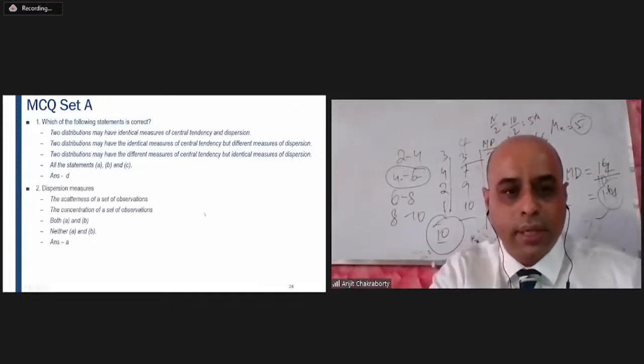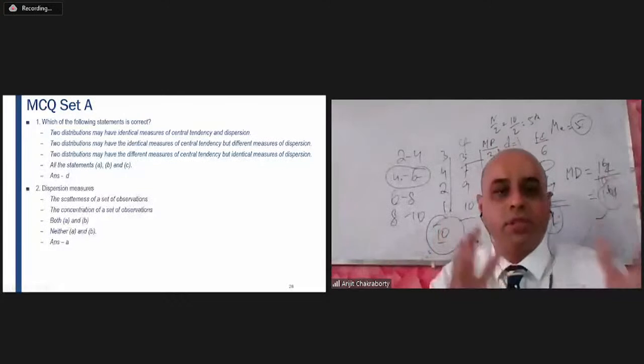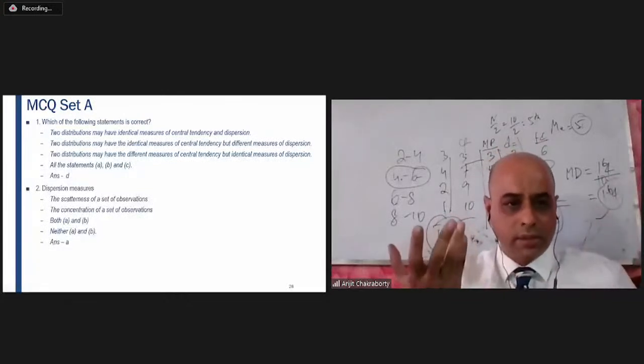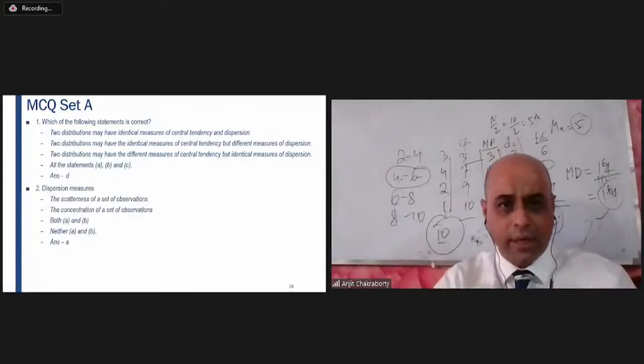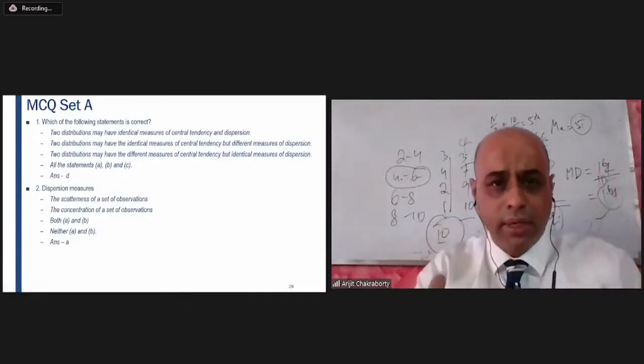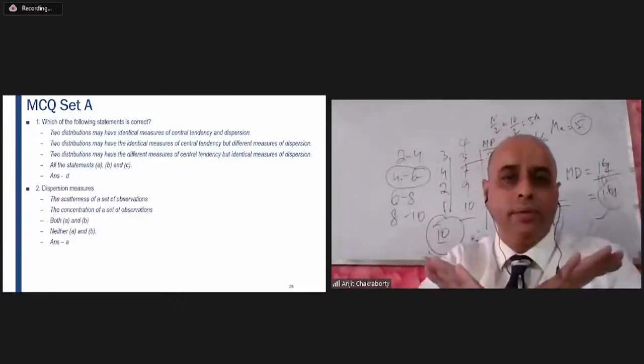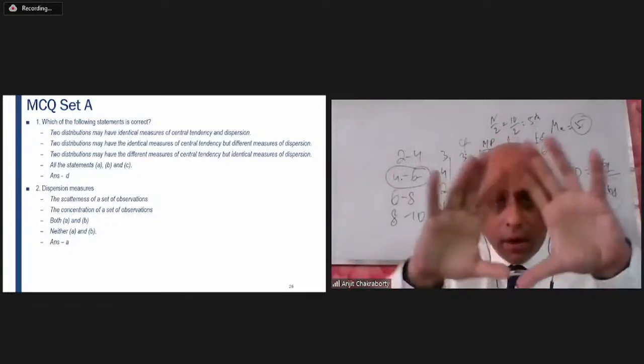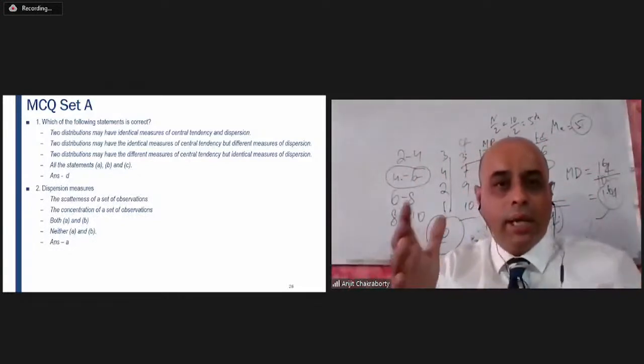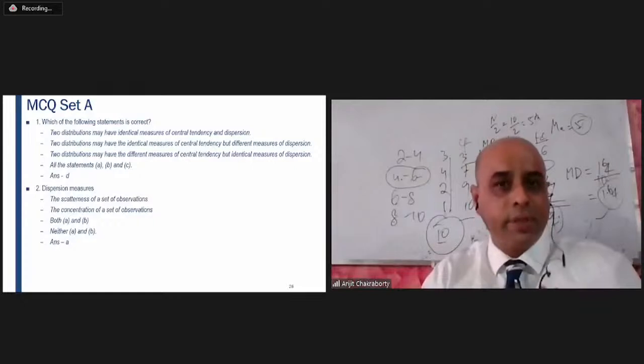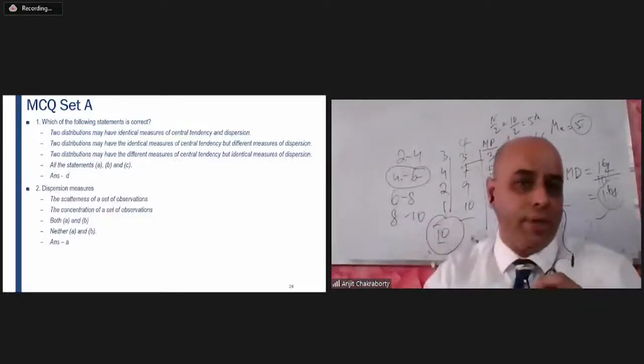Now let us look at the next one. Dispersion measures what? It is scatteredness. So option 1 is the right answer. You can see we were discussing many times that dispersion means the deviation, the scatteredness, how the observations are spread out. And spread out from where? Spread out from the mean or the median.